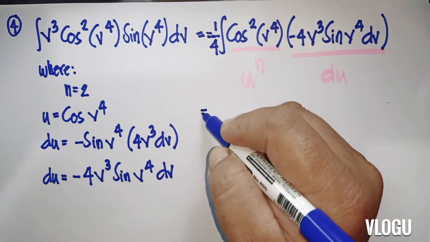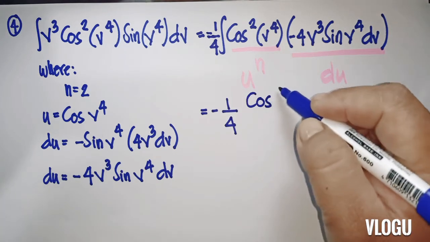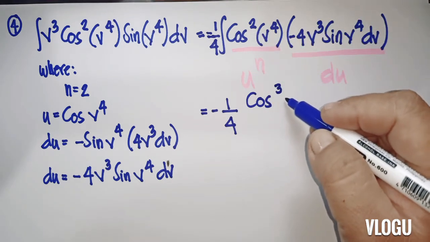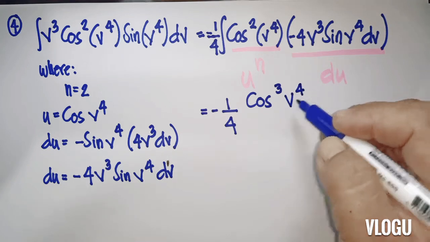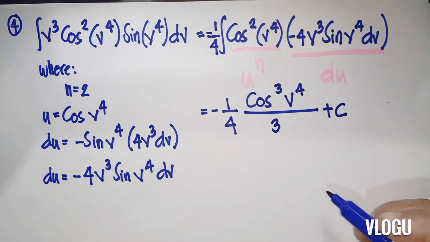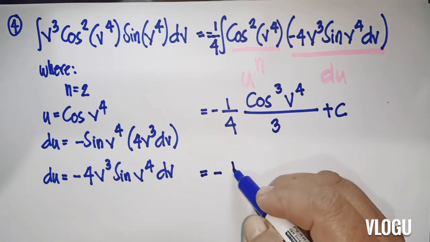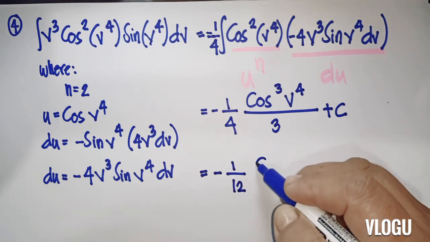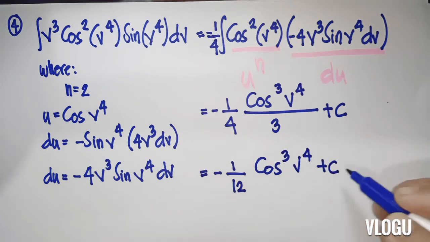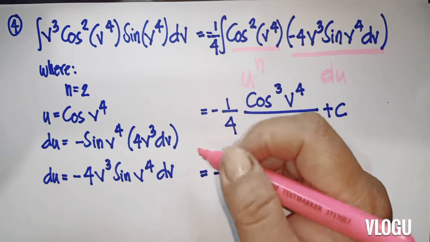You will have negative 1/4 cosine cube, that is 2 plus 1 equals 3, b to the fourth over 3 plus C. So the final answer is negative 1 over 12 cosine cube b to the fourth plus C. So that is now the final answer.